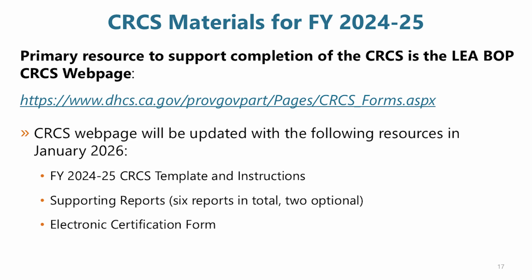Once you get notified that the resources have been posted, just click on the cost and reimbursement comparison schedule, CRCS link, and that will take you to the CRCS webpage where everything will be posted under a fiscal year 2024-25 link. The webpage will include the Excel template and instructions, the 6 supporting reports, and the electronic certification form. Note that on the CRCS homepage, you will also find general resources links and a list of due dates.